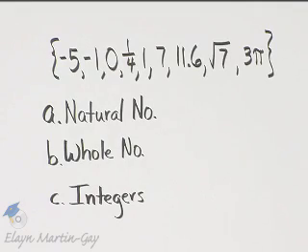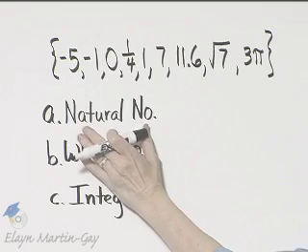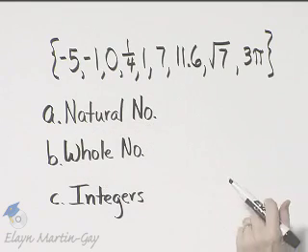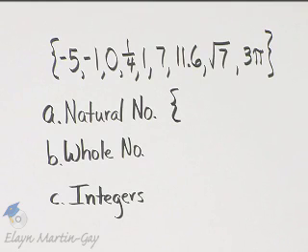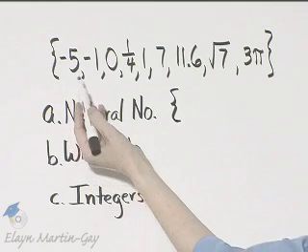Take a moment and study the listing of numbers given. We want to know of these numbers which ones are natural numbers. Remember your set of natural numbers? It begins with 1, 2, 3, 4, and so on. So let's find the natural numbers.